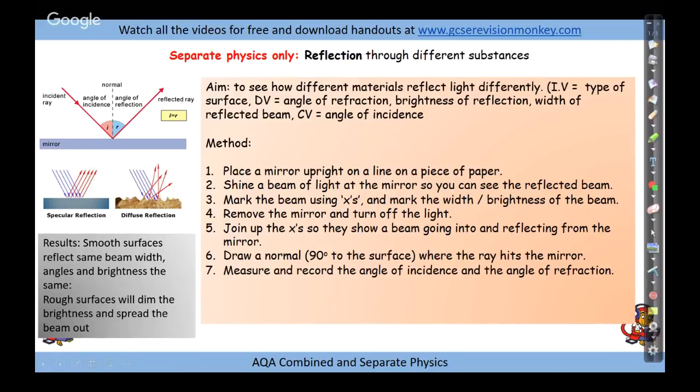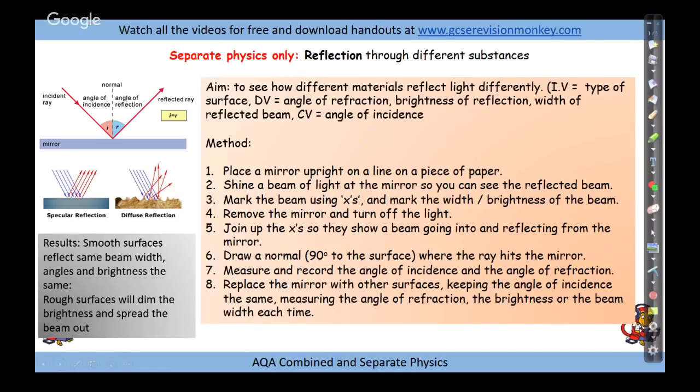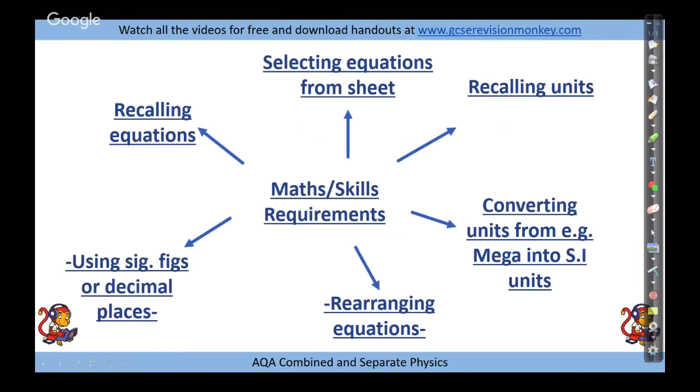Measure and record the angle of incidence and the angle of refraction. Replace the mirror with other surfaces, keeping the angle of incidence the same, measuring the angle of refraction, measuring the brightness or the beam width each time, depending on what the practical is for, what you may have to measure. Okay, so those are all our required practicals then. Feel free to pause and go back to any of those if you're not sure.